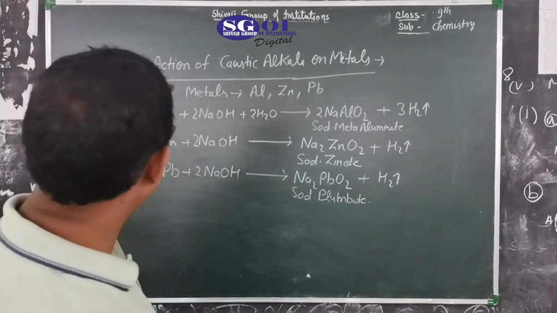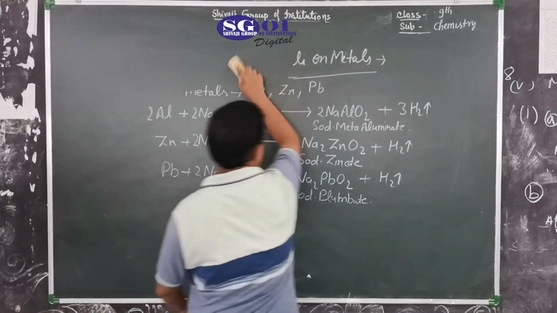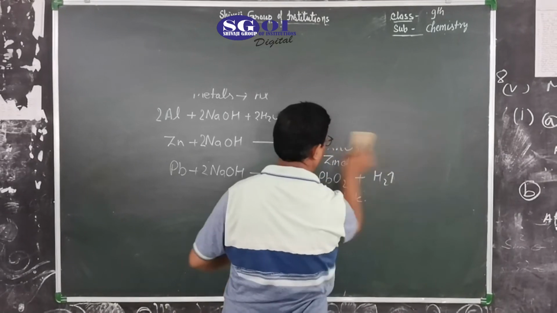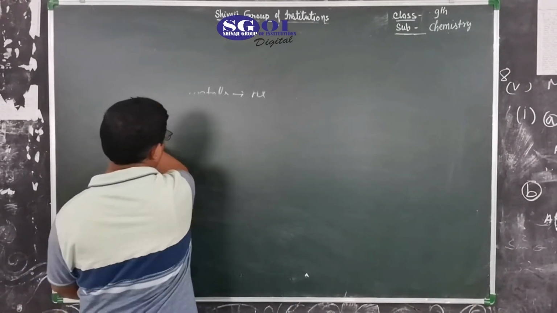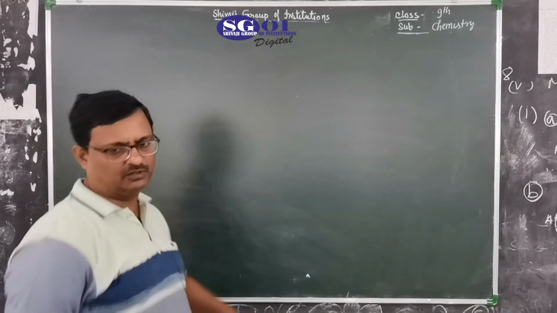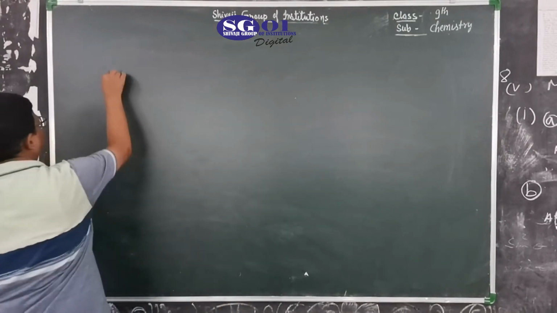Now, the fourth one is the lab method. It means how you prepare hydrogen gas in the lab.